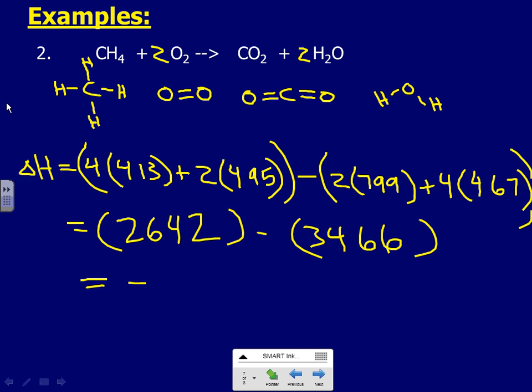So again, we're going to have a negative. And what do we got? Negative 824 kilojoules per mole. And this is really per mole of CH4 because there's a 1 in front of it there, right? Okay, excellent.